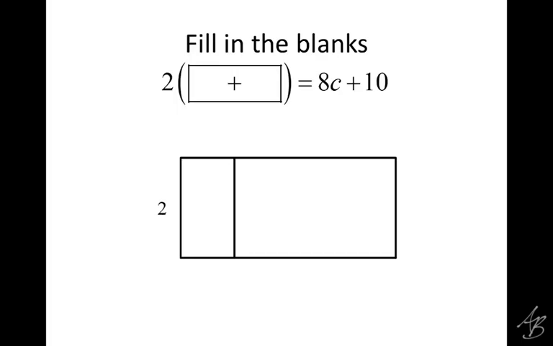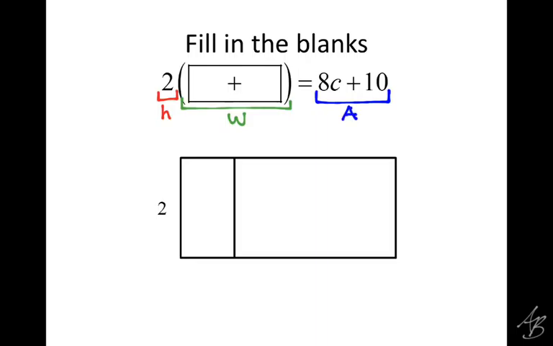So if we look at this problem here, the first factor, the first thing we're multiplying, is going to be the what? 2. For the rectangle, what is that? That's the height. And then the second factor, which we don't know what it is, there's some blanks in there, that's going to be the width. And then the answer, this right here, is the area. So we have height times width equals area.